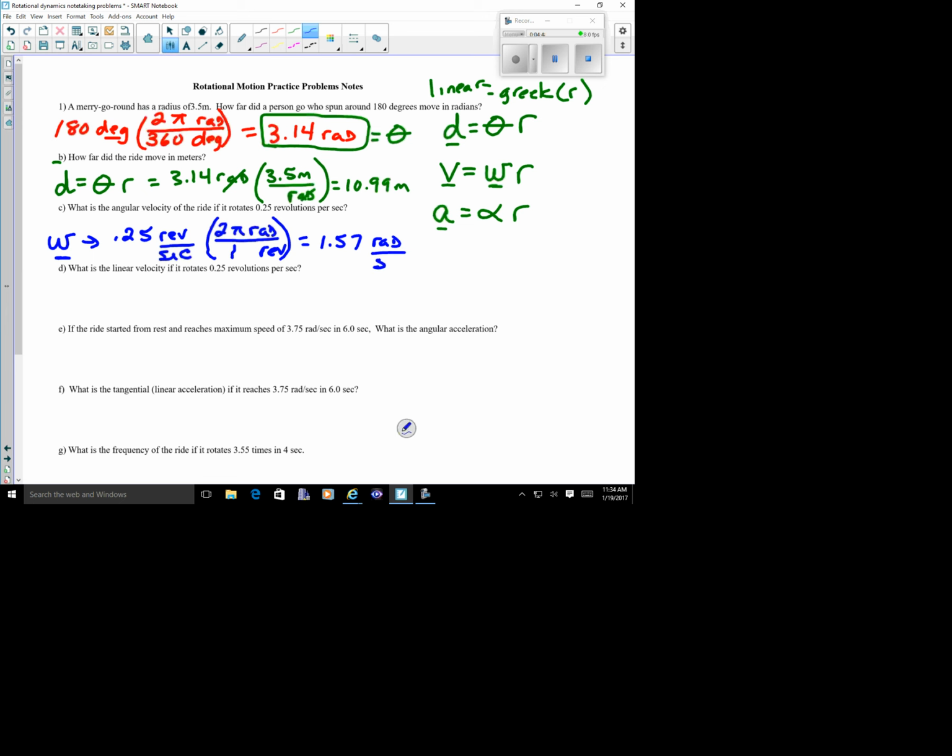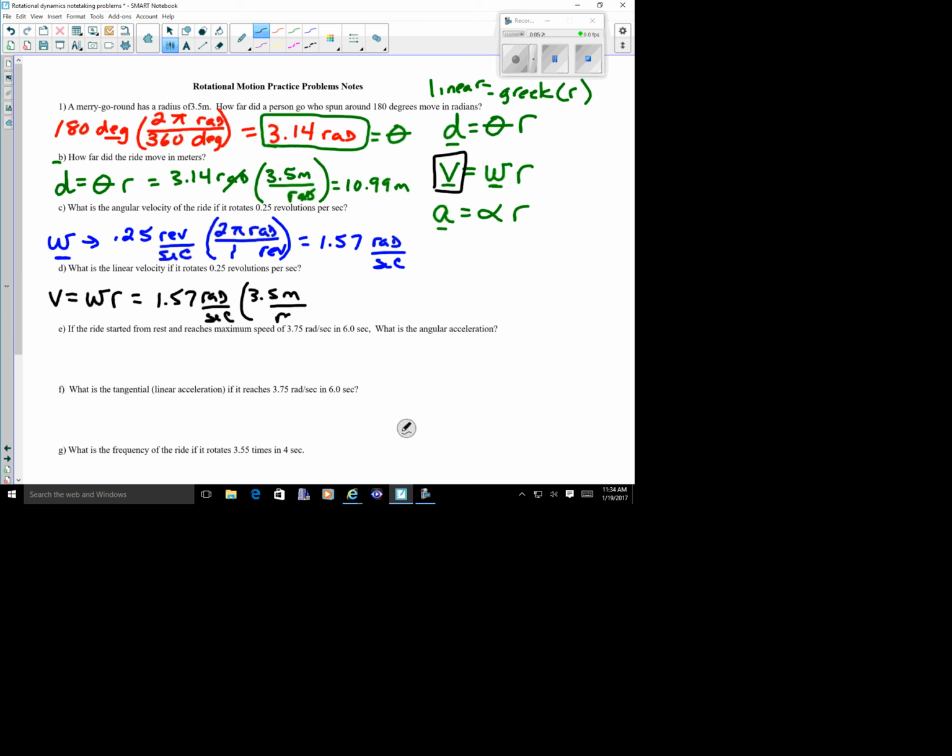Now the next one's a part D problem, so I can use all the information from A, B, and C. So it now says, what's the linear velocity? Well, linear velocity is this English v here. So that's regular old v. Well, if you want to find regular v, you can take the Greek letter for velocity, or omega, and multiply it by r. So I'm simply going to take my answer of 1.57 radians per second, multiply that by the radius, which in this case was 3.5. I got that from part B. So 3.5 meters in 1 radian.